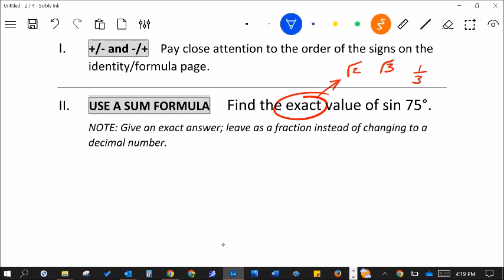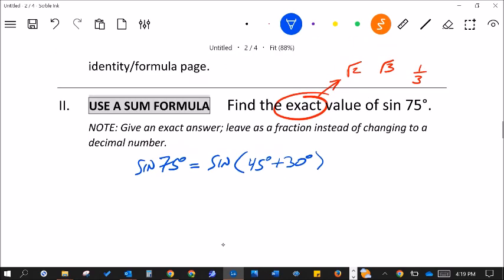What would help most is to take that 75 degrees and rewrite it as the sine of two things that add up to 75 degrees. It's not that hard to do if you think of a 45 degrees and a 30 degrees. Those two would add up to 75. There are others that would add up to it also. However, those may not be on the unit circle. So these two being on the unit circle, we can get exact answers.